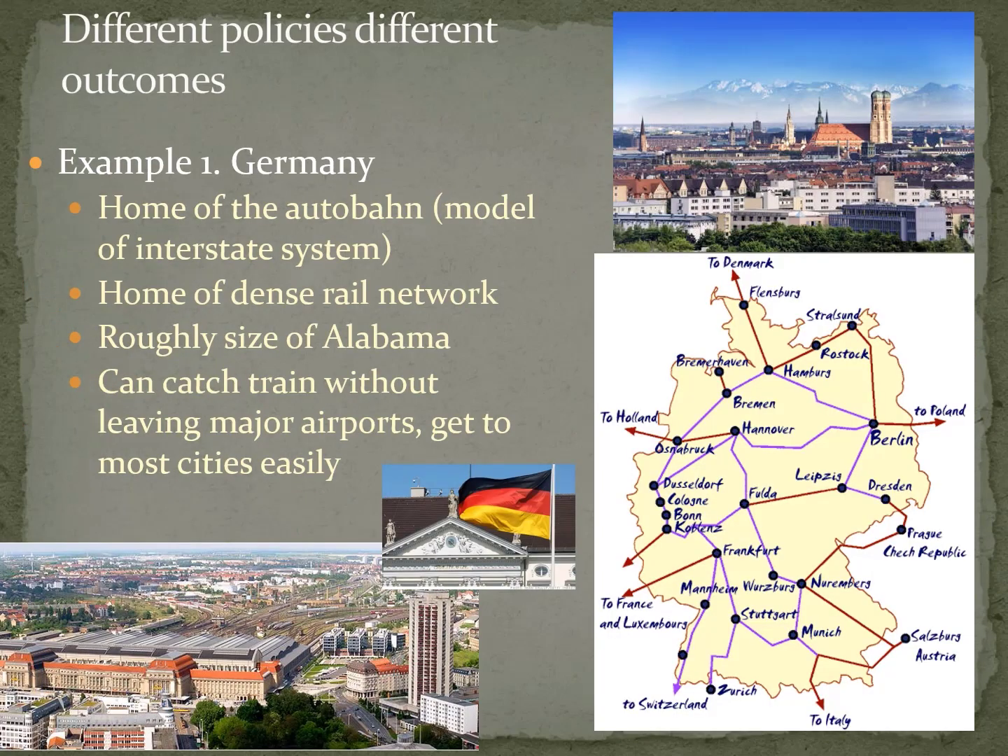Example one, Germany. They are home of the Autobahn system, which is sort of a model interstate system. It's a freeway system that doesn't really have a speed limit. You can drive pretty fast. But one of the reasons that this works is because in Germany, the Autobahn is not the only mode of transportation. So you have different options depending on where you're going. If you want to take a long trip on the Autobahn, go for it.